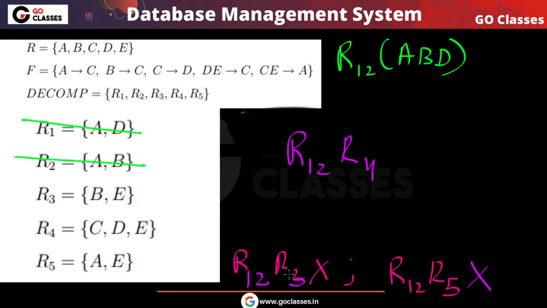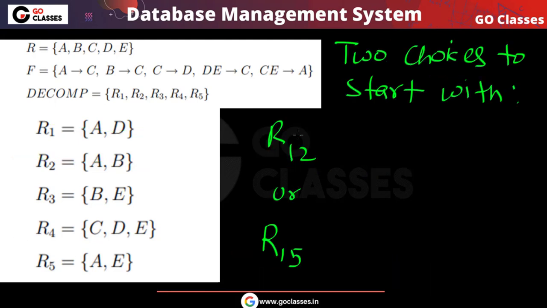This R12 I cannot combine with R3, this R12 I cannot combine with R5, and this R12 I cannot combine with R4 also. This also we cannot do, because the common set of attributes is D, and D is not a super key in both of them. So that is the reason I can say that this choice is gone. We have checked this choice, and it will not work.